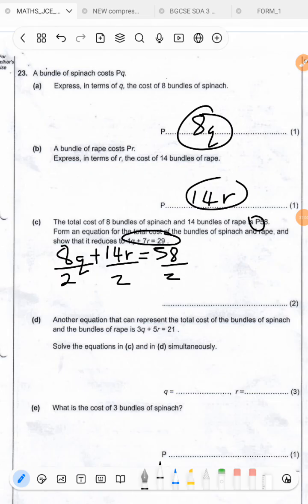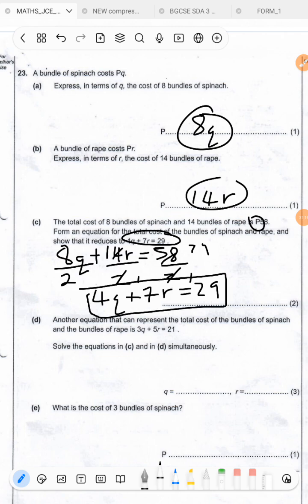Okay, so if you divide 8 by 2, you get 4Q plus 7R equals 29, and this looks like what the question requested. Part D says another equation that can represent the total cost of bundles of spinach and the bundles of rape is this one: 3Q plus 5R equals 21. Solve the equations in C and in D simultaneously.